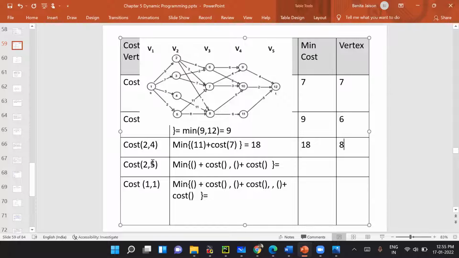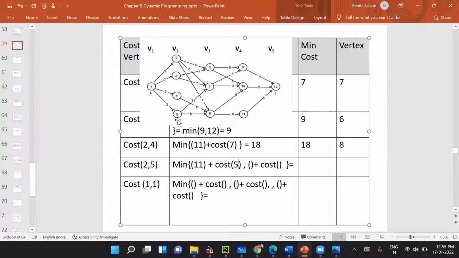Now, vertex 5 in stage 2. What is the meaning of 2 comma 5? Vertex 5 in stage 2. It is also having two edges. One is towards 7, the other one is towards 8, right? So we are going to see from vertex 5 to 7. The edge cost is 11. And what is the cost of vertex 7? We can take it from the table. It is 5.